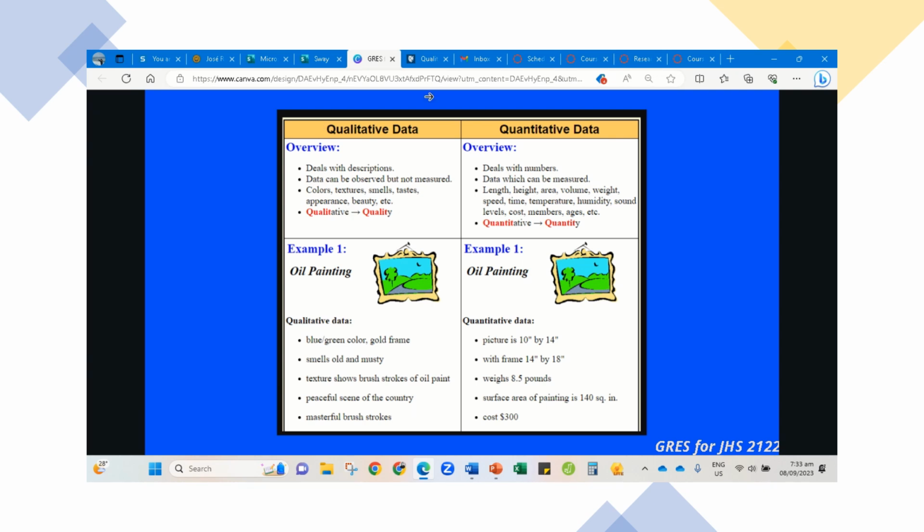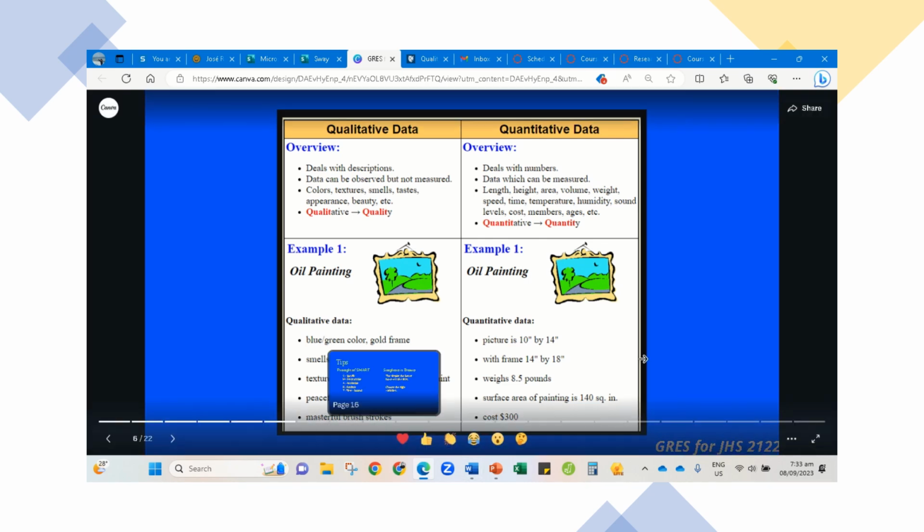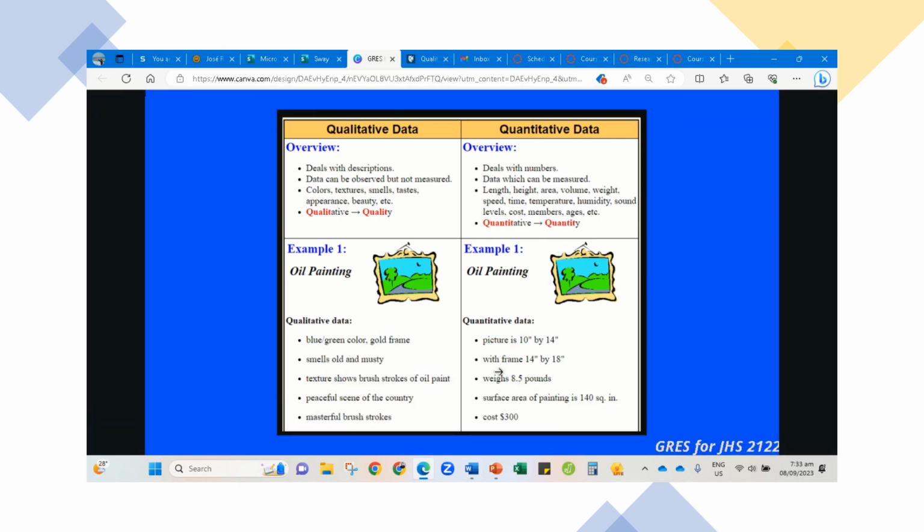So here are the analysis. Look at this one. In an oil painting, when it comes to qualitative, you look at these factors. There are blue-green colors, you check on that. However, if you're on quantitative, you look at a dimension that is really measuring based on numbers. As you can see, here are the things that deal with numbers. Here it deals with description. Data which can be measured, and data which can be observed but not measured. These are the characteristics.